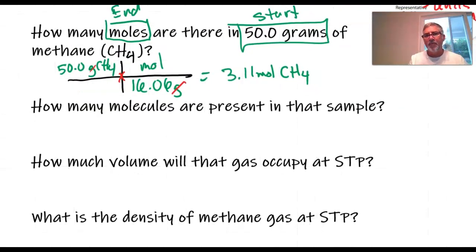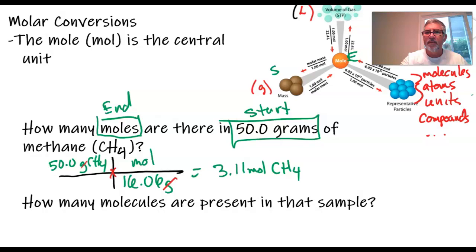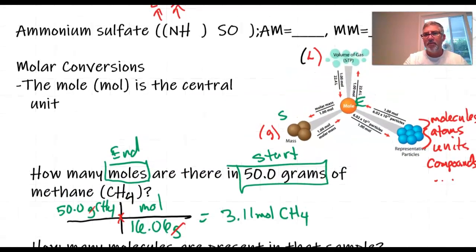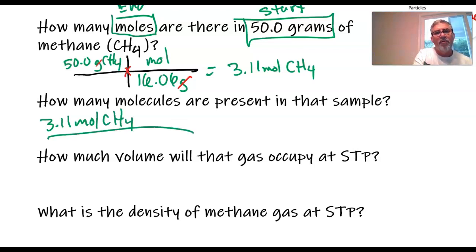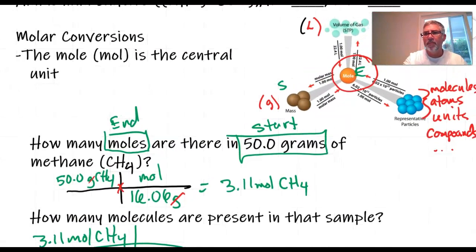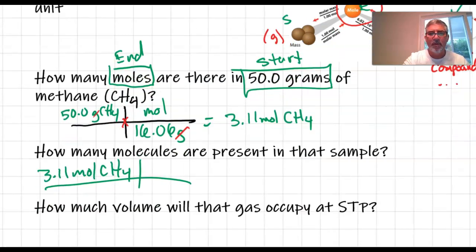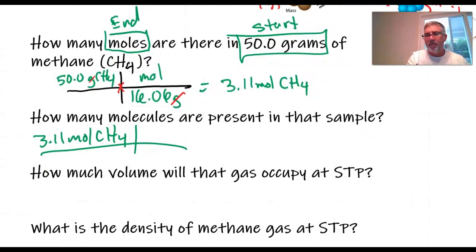We'll continue on our Avogadro journey here. So how many molecules? If I look up here, I started with 50 grams, and I'm trying to find particles, but I've already gone to mole. So since I already know mole, I can simply now go from moles to particles. That's how we read the roadmap. So I already have 3.11. That's my new start, and my end is molecules. And molecules, remember, are particles.